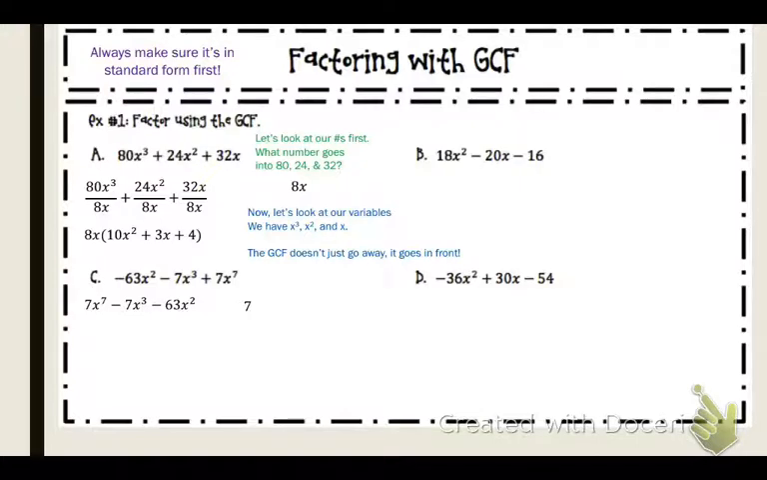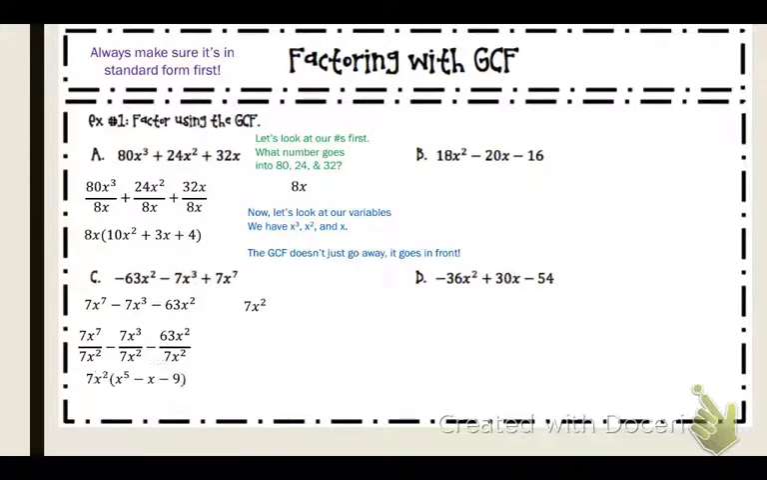Then how many x's do we have? We have x to the 7th, x cubed, and x squared, so what goes into all of those is x squared. So I'm going to divide each term by 7x squared. So 7x to the 7th divided by 7x squared is x to the 5th. 7x cubed divided by 7x squared is negative x, because we have the subtraction right there. And then negative 63x squared divided by 7x squared is negative 9.